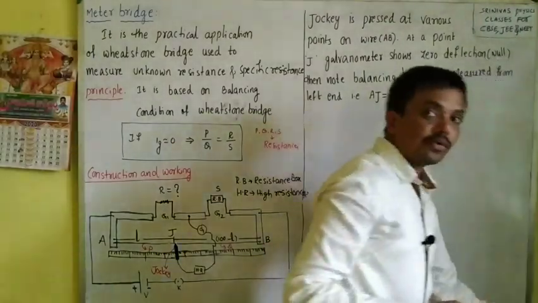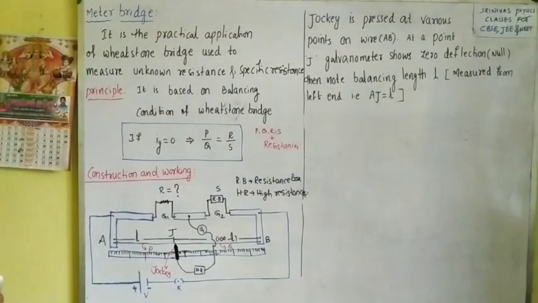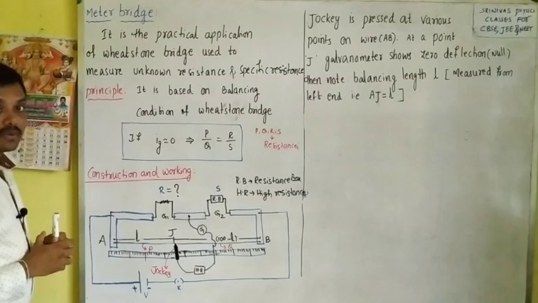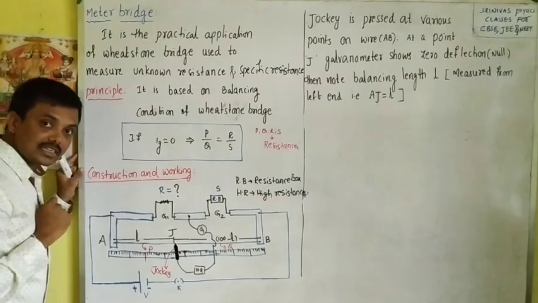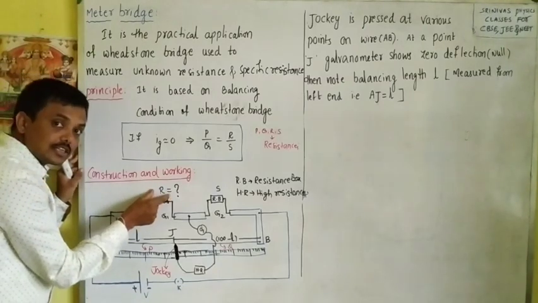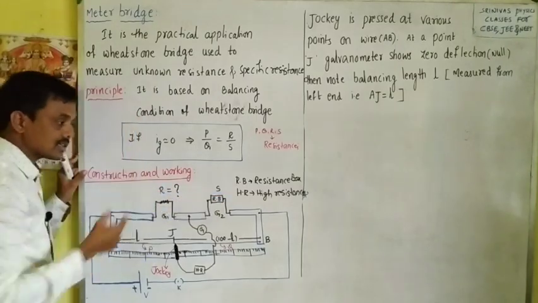To find out the unknown resistance, what do we have to do? We have to adjust the P, Q, R, S and make the galvanometer current 0. Where do we have to adjust them? Here the unknown resistance is fixed, and the resistance box is fixed.